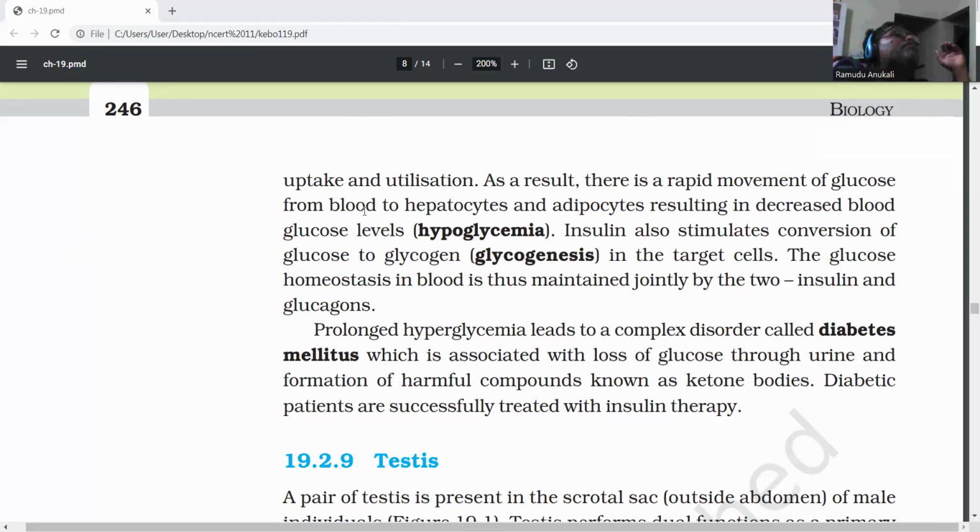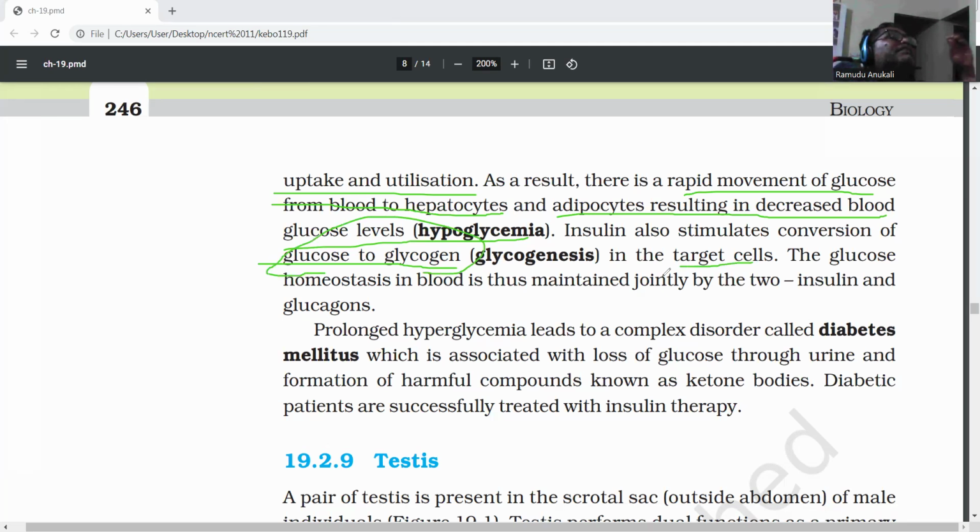So there is a rapid movement of glucose from blood to hepatocytes and adipocytes, resulting in a decreased blood glucose level, hypoglycemia. Insulin also stimulates the conversion of glucose to glycogen, that is glycogenesis, in the target cells. The main function of insulin is to convert the excessive glucose into glycogen. You have to keep that in mind.